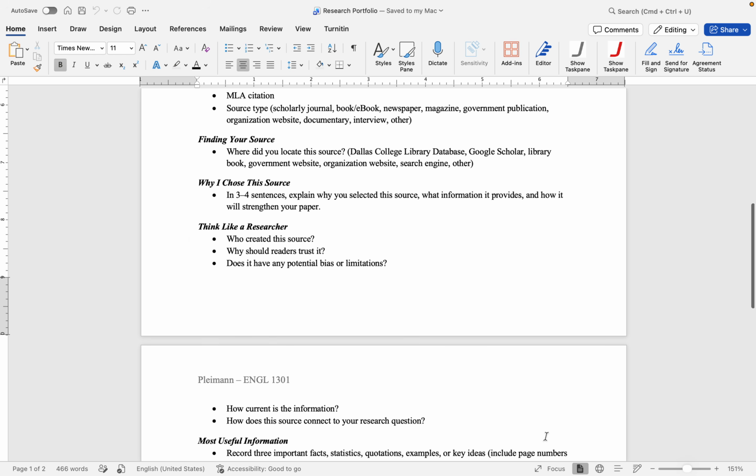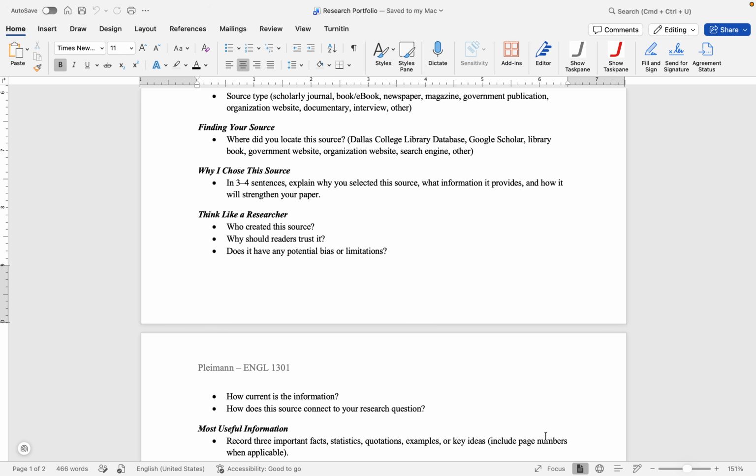I'm really encouraging you to think like a researcher here. Think about who created this source. Why should readers trust it? Does it have any potential bias or limitations? How current is the information? And how does this source connect to your research questions? You can answer any or all of these in the why I chose this source section.